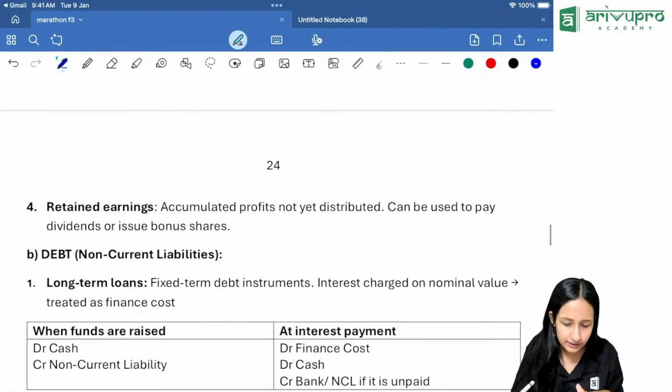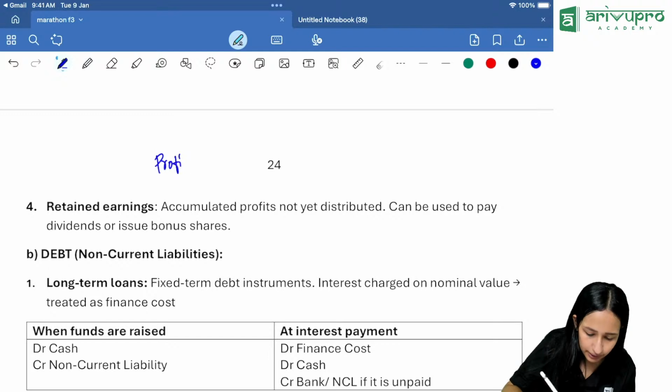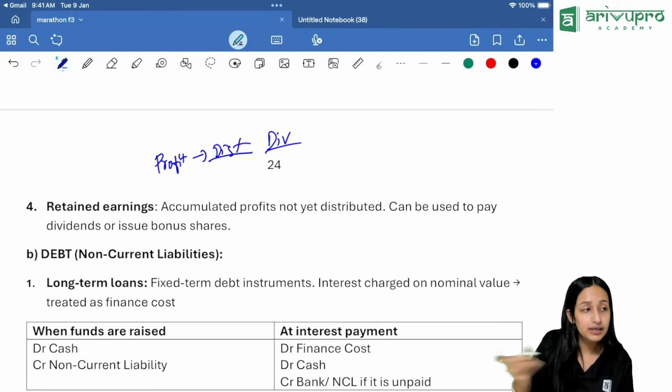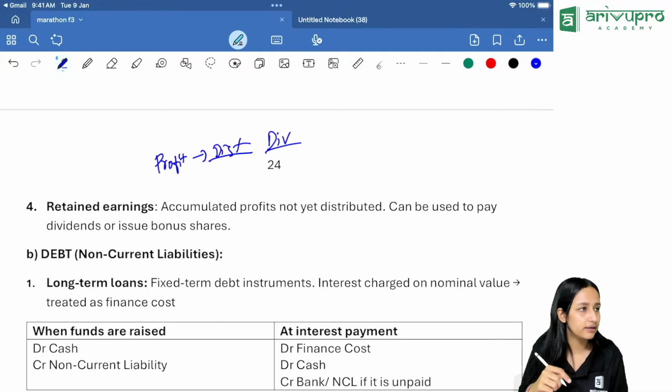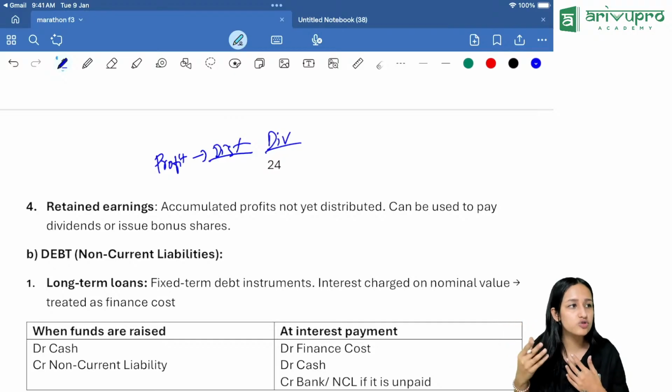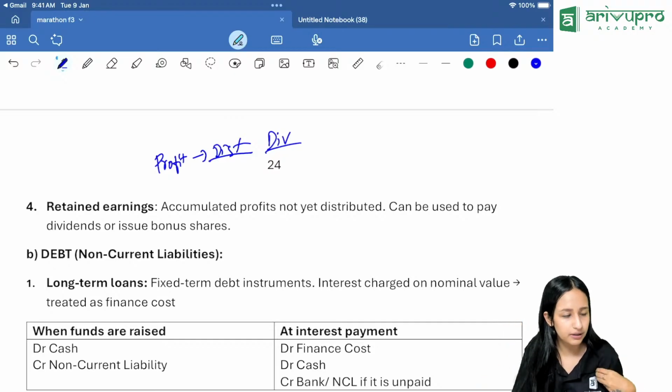And finally, retained earnings. This is the profit that the company makes. We do not distribute it as dividends. Instead, we keep it in the business. So that becomes retained earnings. This retained earnings, you can use it to fund any projects. We can use it to give dividends. We can do anything with that particular thing.